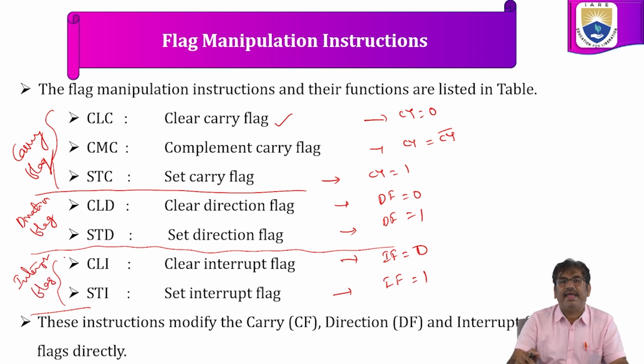So out of the 9 active flags in the 8086 processor, only 3 flags we can alter. One is the carry flag, the second one is the direction flag, and the third one is the interrupt flag. The remaining flags we can't alter. So these instructions modify the carry flag, direction flag, and interrupt flag directly.